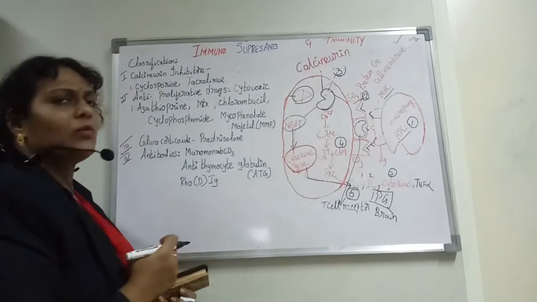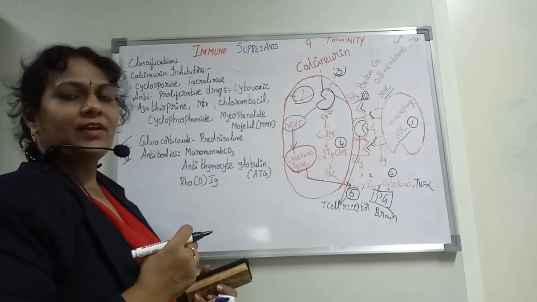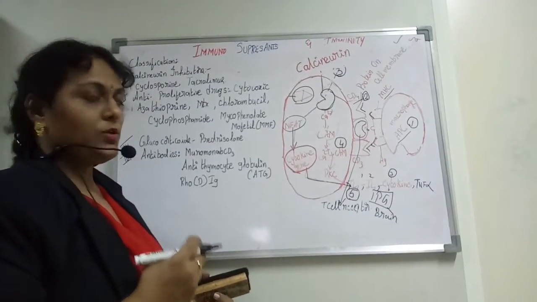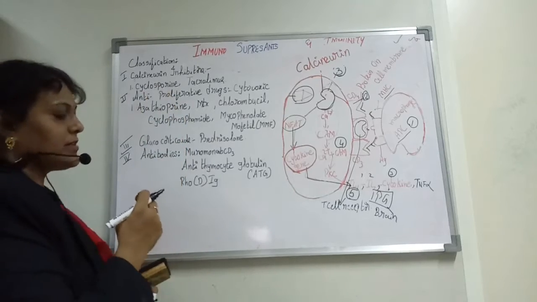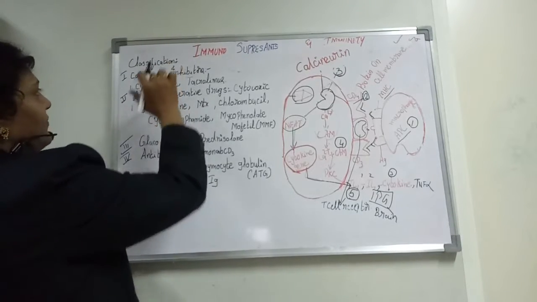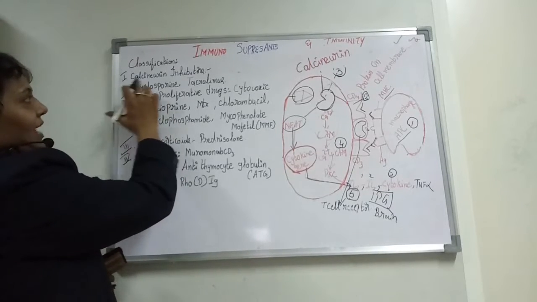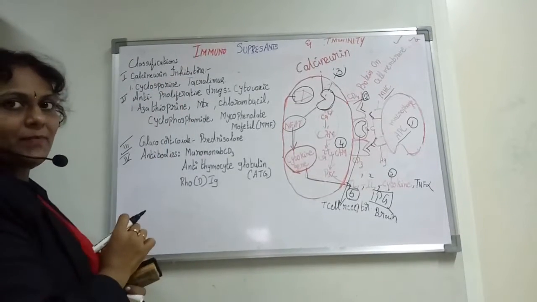Now today we will see different types of drugs, or different categories of drugs, or different classifications of the drugs which are used as immunosuppressants. And here I gave you the classification. In the first classification, it is represented by one called calcineurin inhibitors.